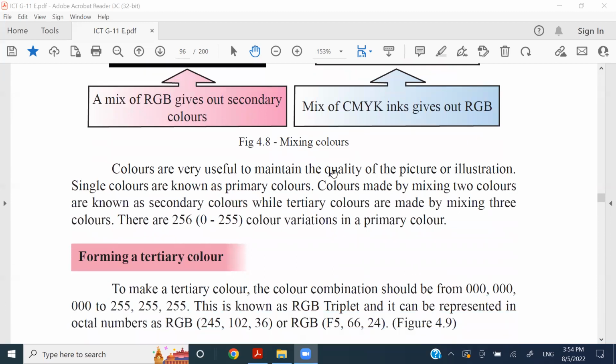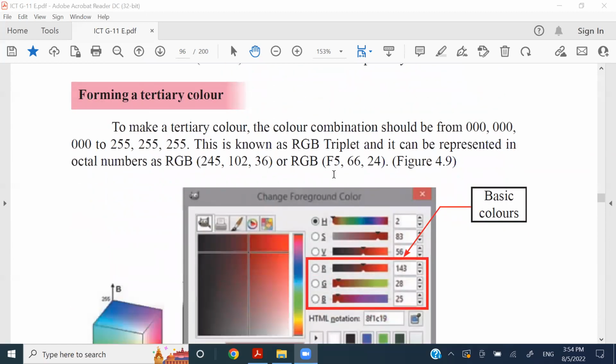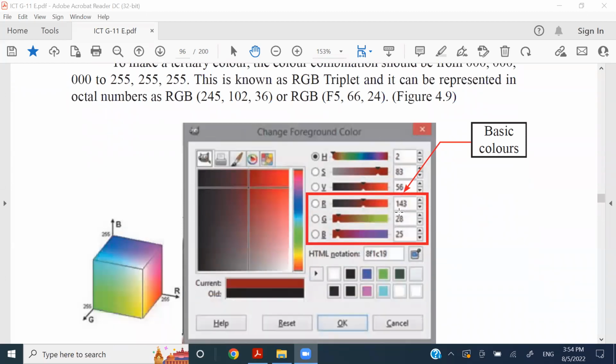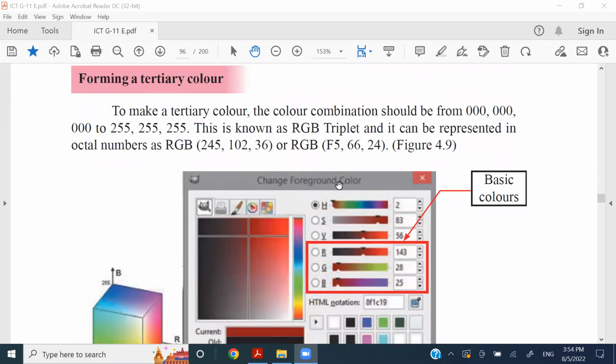Right. So this shows you how a tertiary color is made out of RGB colors, red, green, blue. As an example, they have taken three particular things. These RGB values can be given from 0 to 255. That is the range we can use. Zero means no color for that particular channel. 255 means the highest value, the best of that color is there. That means R 0 means no red.